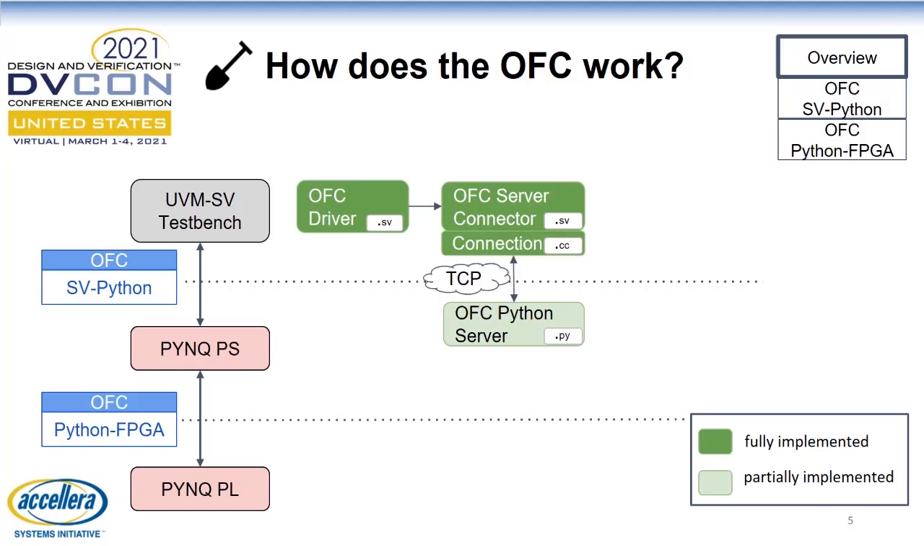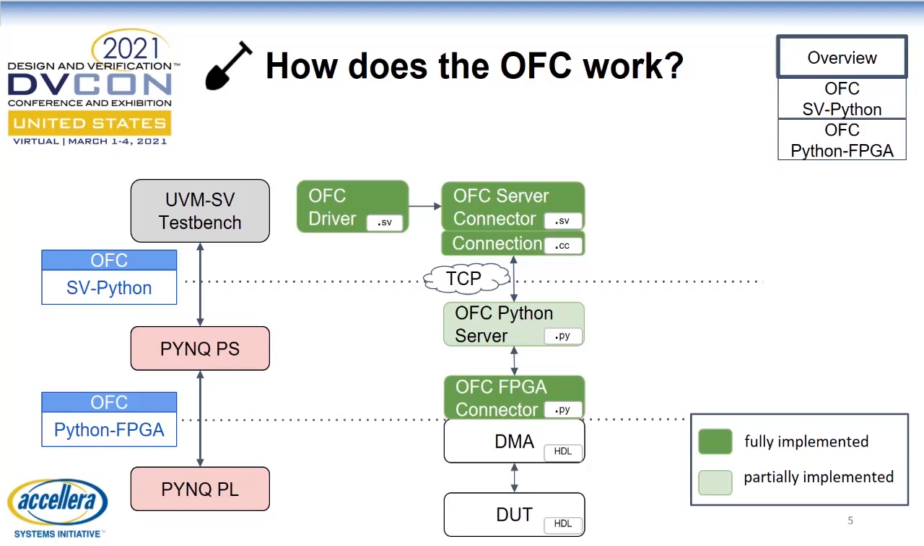The OFC server connector and the OFC Python server communicate through TCP messages. Because SystemVerilog does not offer support for TCP functions, the send and receive functions are implemented in C++ and used within the test bench using DPI-C. To connect the processing system side and the programmable logic side, you can use the OFC FPGA connector provided by the OFC framework. This module is based on the PYNQ API provided by Xilinx and identifies DMAs within the design and uses them to send and receive data from the DUT.